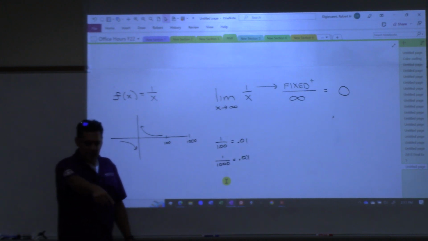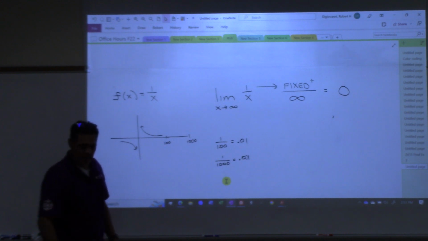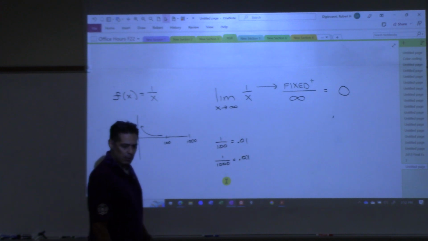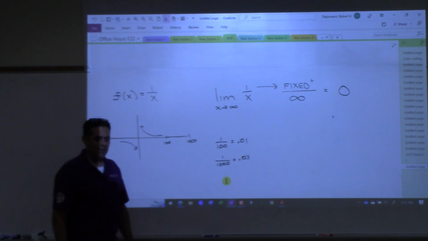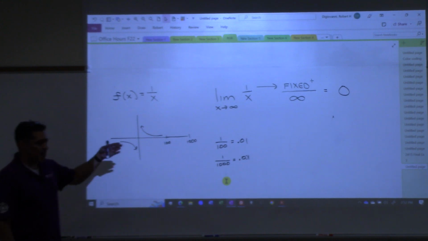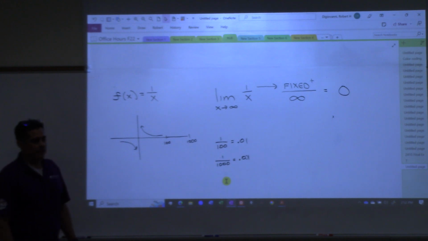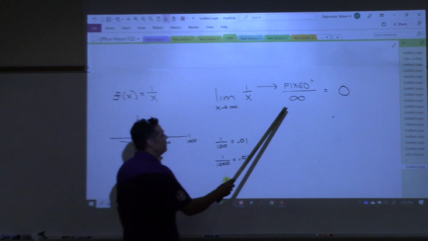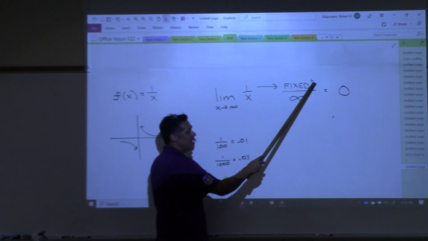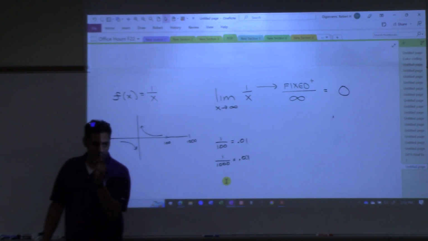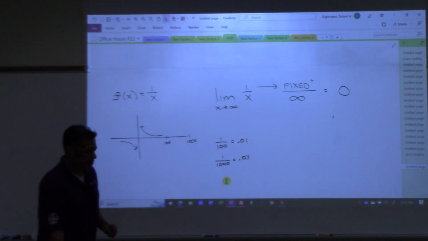So on your sheets, with the boxes, do you see that? I think it's the bottom right-hand corner. See how it says fixed over, positive or negative? Doesn't matter what the top's doing. If you have something on top that's fixed over something on the bottom that's getting infinitely big, that's enough. It does not matter if this is positive or negative or that is positive or negative. The ratio is going to get small and approach 0. Nice, right?